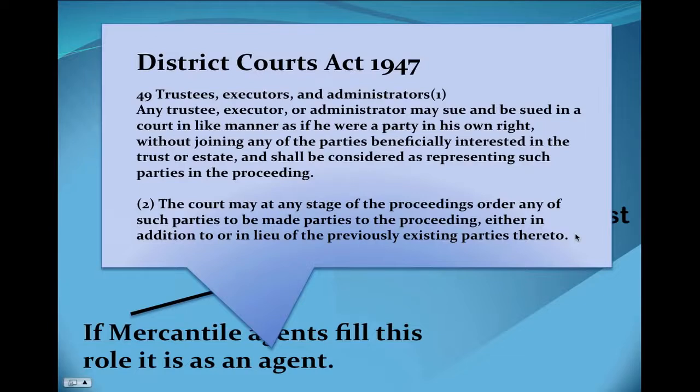or any of the parties beneficially, because we are the beneficiary, the Son is the beneficiary, without any of the parties beneficially interested in the trust or estate, and shall be considered as representing such parties in the proceedings. So therefore they come in as an agent for the Crown, or an agent for us. And then the court, under section 2, the court may at any stage of the proceeding order any of such parties to be made parties to the proceeding. So therefore, if we dishonour them in any way, we immediately become a party to it. But as they have come in as executors or administrators, they then give us the role of trustee, and we pay the bill.